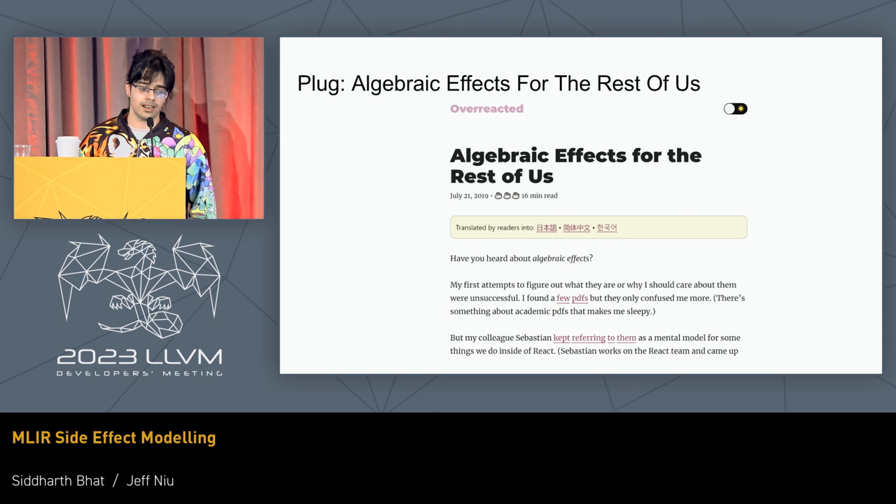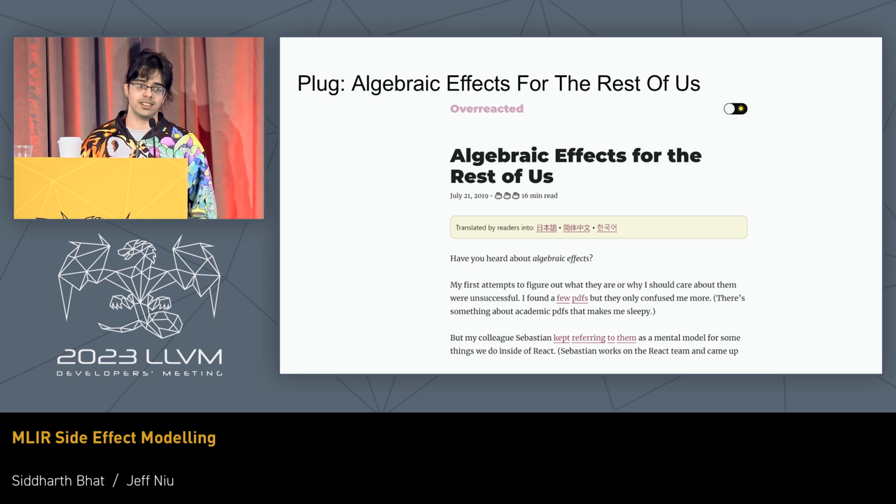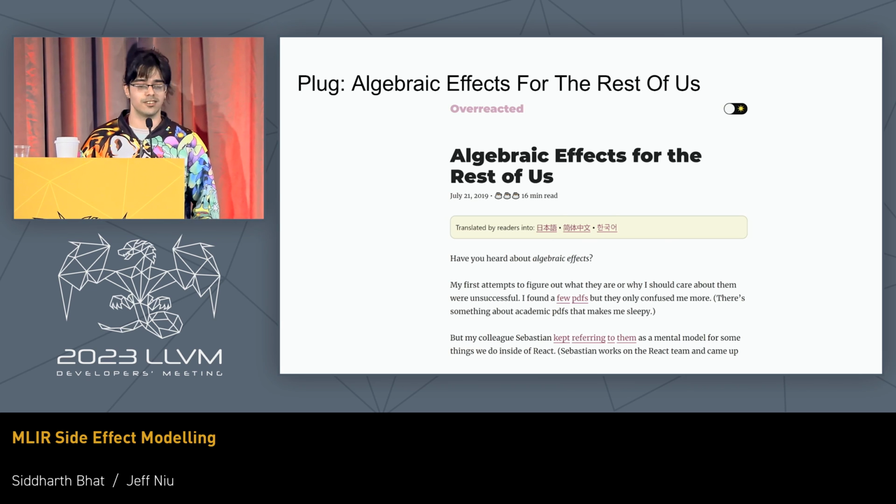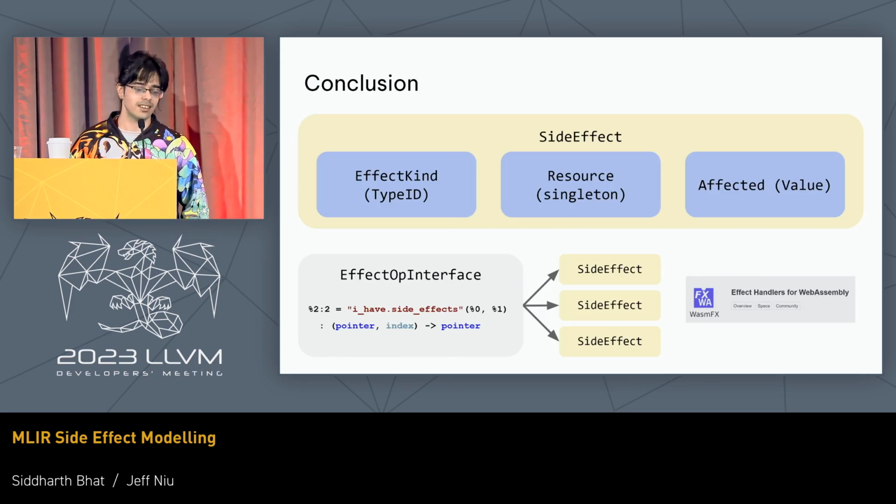There's a blog post that I'd like to plug. It's called Algebraic Effects for the Rest of Us. I think it explains these ideas very succinctly and very nicely. So if you'd like to have a look, please go check it out. And thank you.